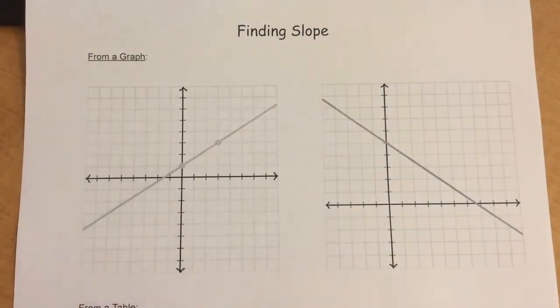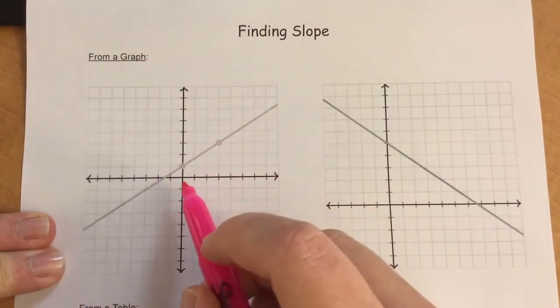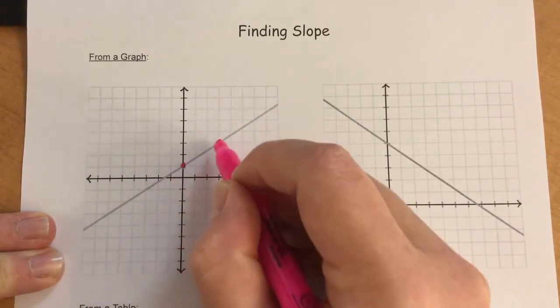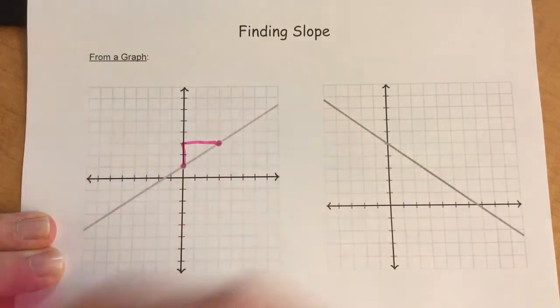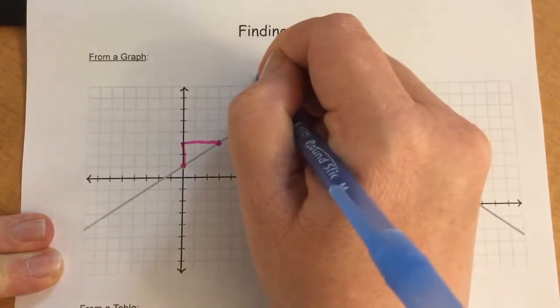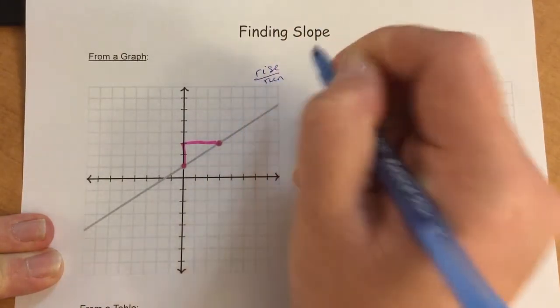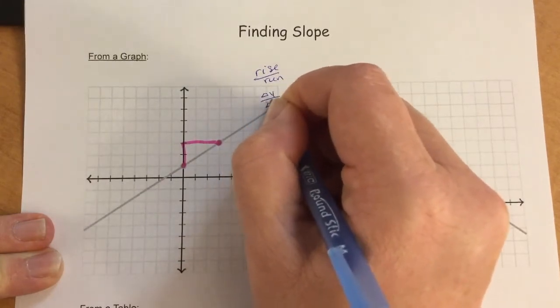There are several different ways that you can find slope. The first one is from a graph. So you can find the slope of this line from the graph. You choose 2 points on your line and you create a slope triangle, and then you look at what is either called rise over run or the change in y over the change in x.